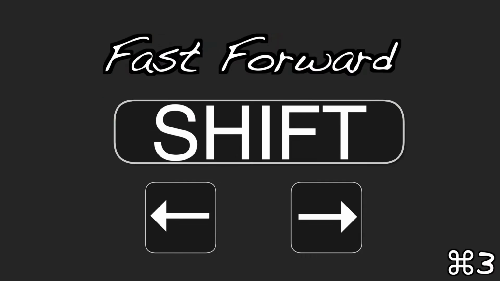So moving on to tip number 3, you have your arrow keys. Now, I'm sure you already know you use your arrow keys constantly to move left and right, but they just move you 1 frame. So left will move you 1 frame backwards, right will move you 1 frame forwards in your timeline.